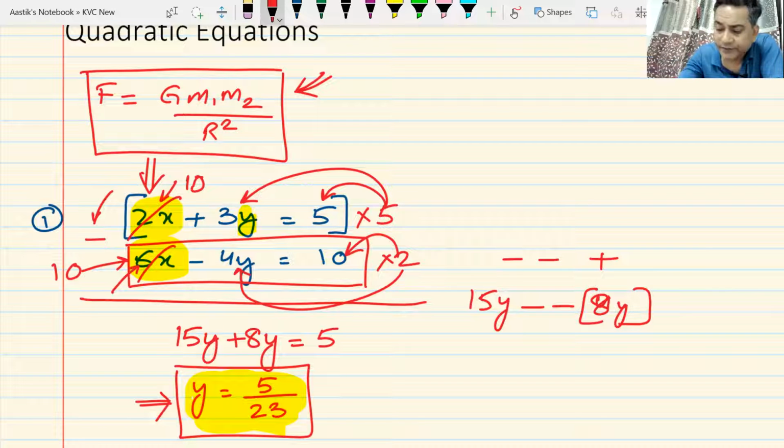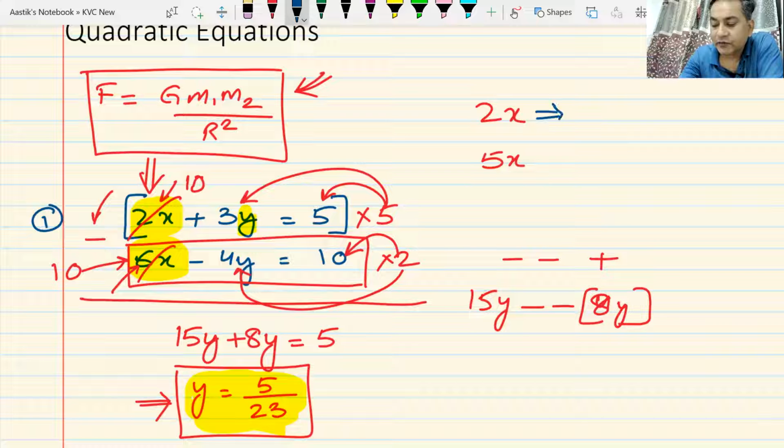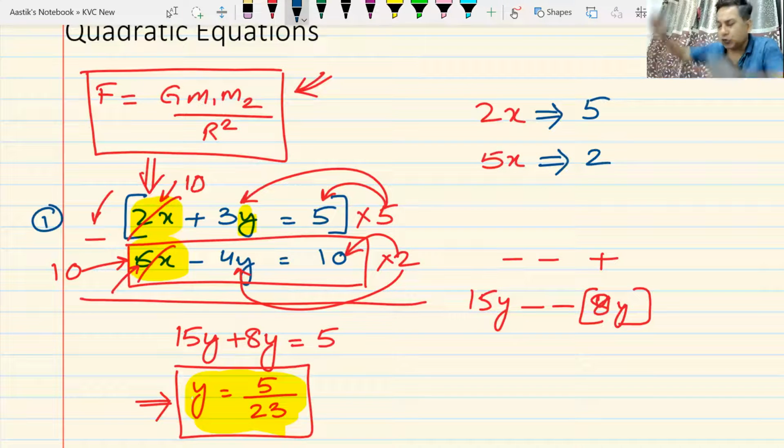You can remember it this way. In equation number 1, I have 2x. In equation number 2, I have 5x. Cross multiply. That means you multiply equation number 1 by 5 and you multiply equation number 2 by 2. Do we understand this? This is how you can find it out easily. Reverse. First equation, you multiply it by the coefficient of x in the second. Second equation, you multiply it by the coefficient in the first. Do we understand this? Can I have some raised hands?